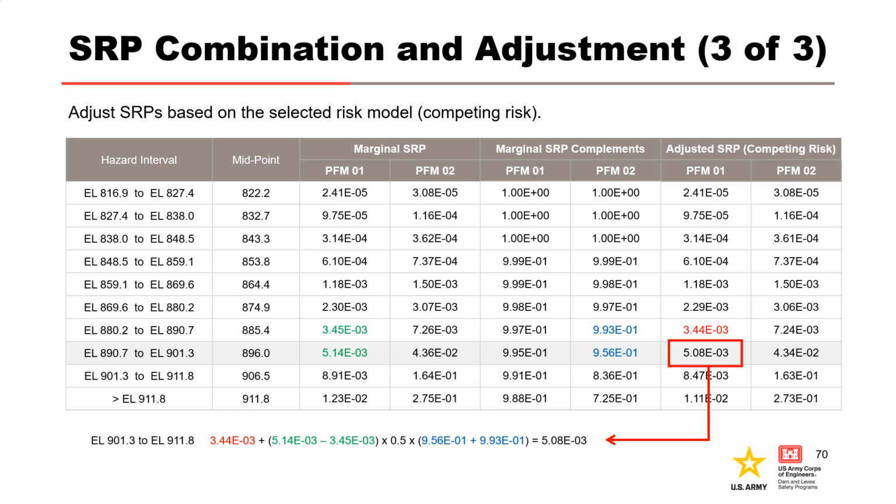Competing risk calculations were discussed in the Module 1 presentation. The results are shown in this table, and an example calculation is provided. Please refer to Module 1 if you need a refresher on competing risk. You will need to know how to do the competing risk calculations for homework 2.